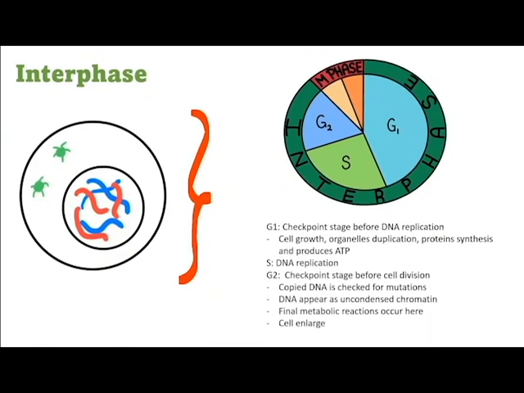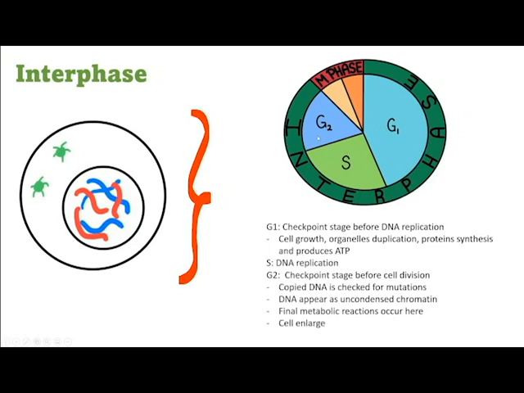Now, moving on, we will talk about what happens before mitosis. The phase before mitosis is the interphase, and interphase comprises three main phases: the G1 phase, the S phase, and the G2 phase.